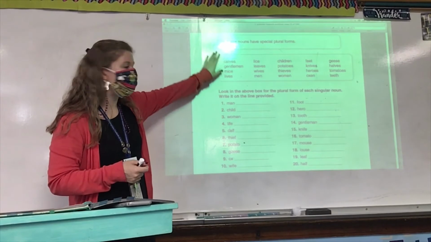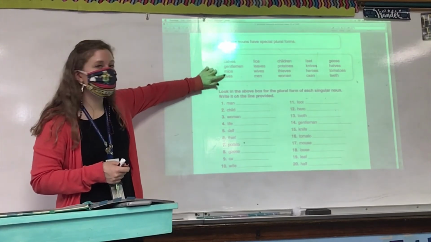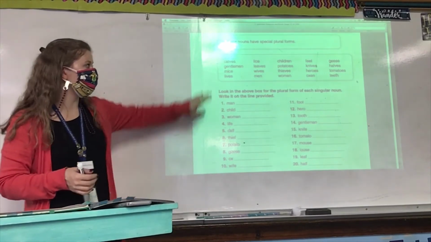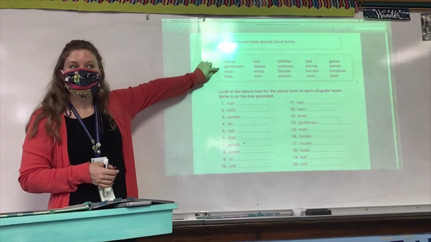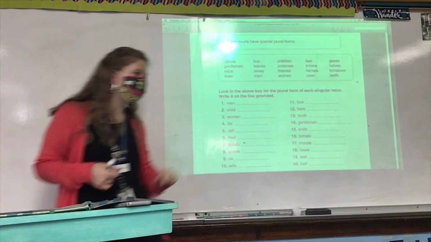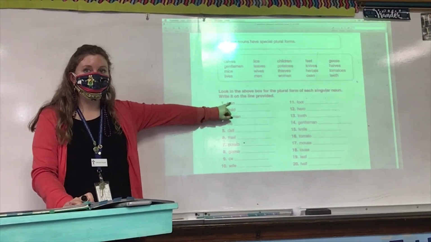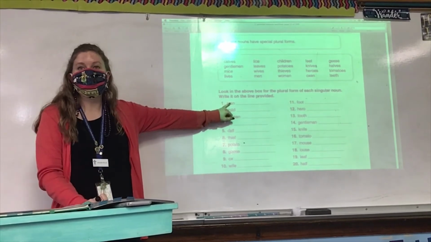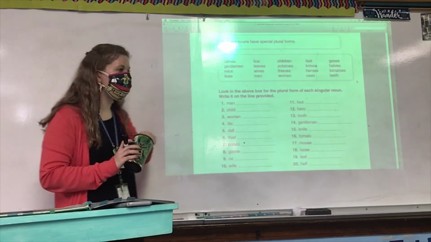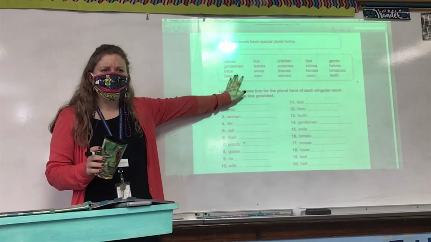So what we're doing is we have a word bank. We have to match the word in this box with the singular noun on the line. These are all plural forms of these singular nouns. First we have to look, okay, does this follow a rule, or is this one that just does whatever it feels like? Then we're going to write the one on the line.